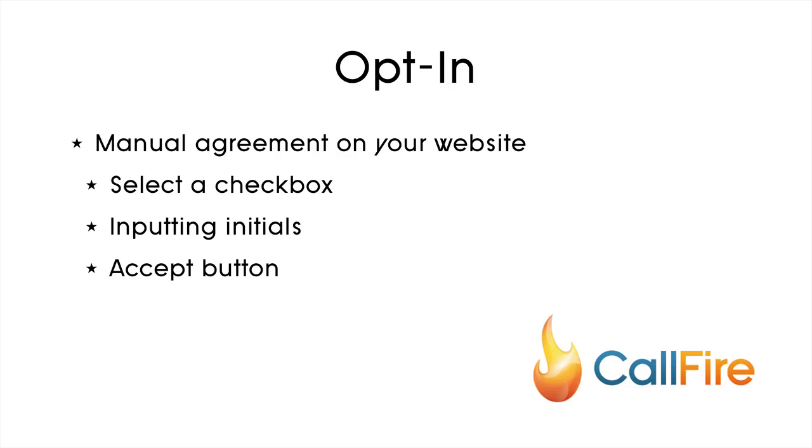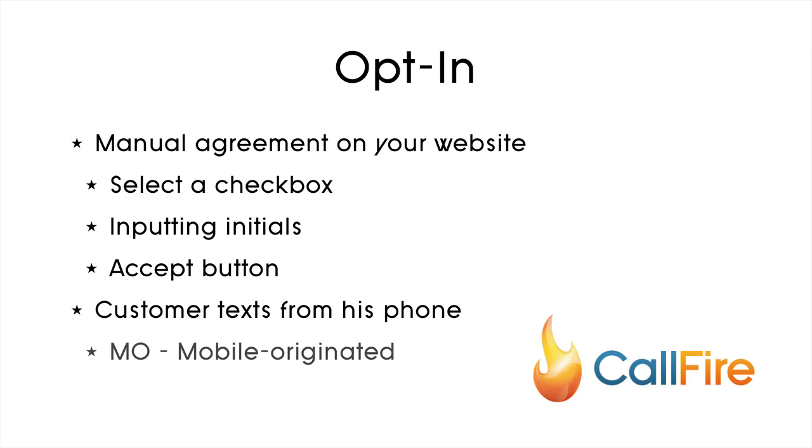Now, the other opt-in mechanism is initiated by the customer's phone itself. Here, the customer subscribes by sending out a text message to the CallFire system. This is referred to as an MO message, or mobile originated. What they do is they text SMS Fire to 88202, or if you own your own short code, you can use that short code as well.